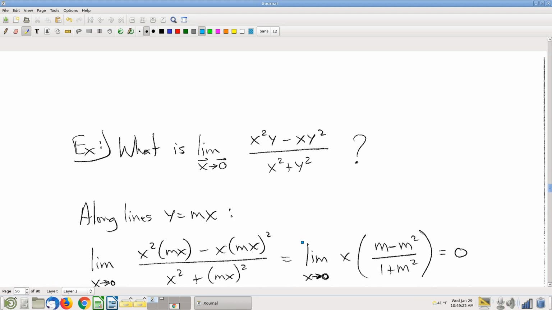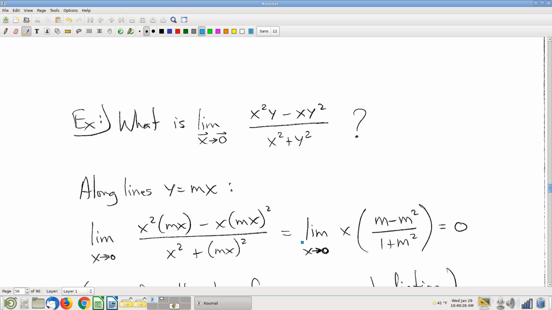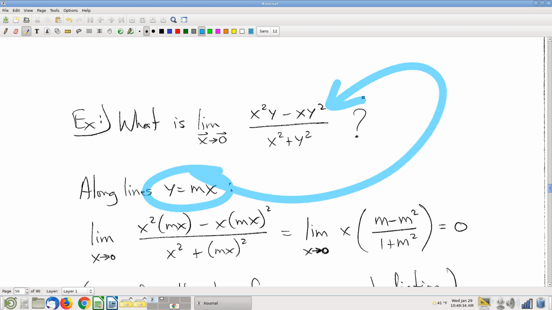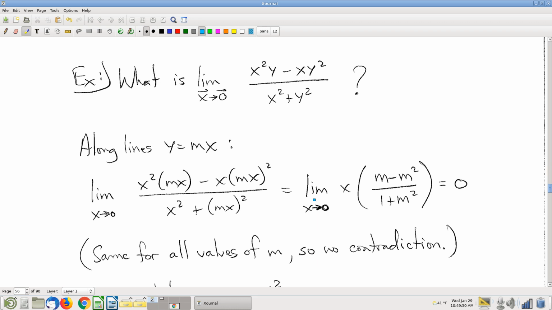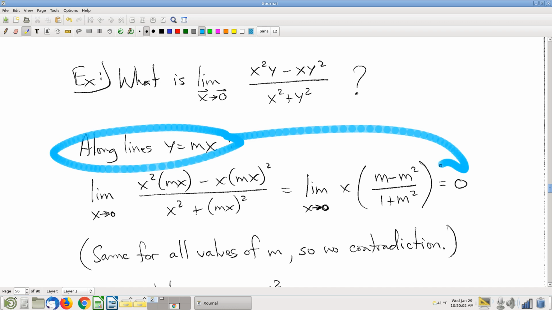Okay, let's see another example. Here we go. Just more algebra. Starting with all the lines, right? Plug that in as usual. Algebra. Cancel a bunch of x's. Now you can't cancel all of the x's, right? This x is left over. There's three x's in the numerator, 2 in the denominator, so we do have an x left over, right? So along all lines, I get the same value of 0. So none of these are contradictory.